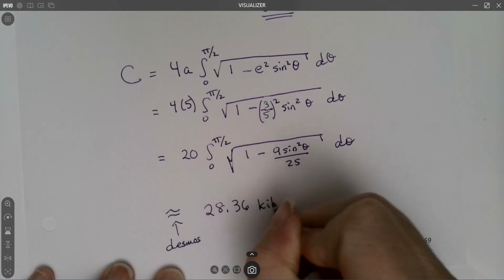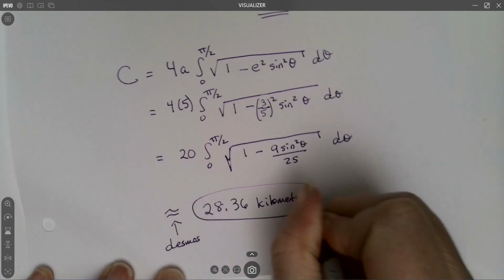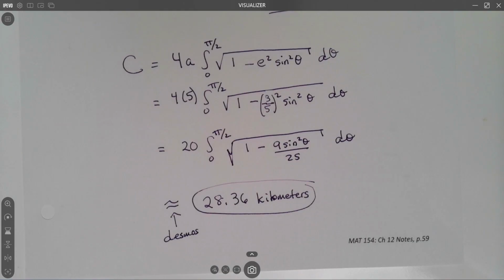Because circumference is a length, right? It's the distance around the orbit, but it's only in one dimension, length. It just curves around the circuit.